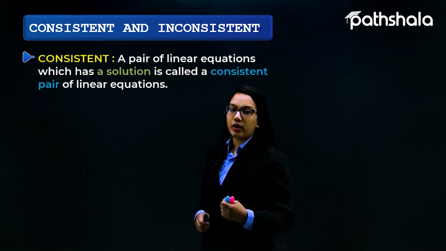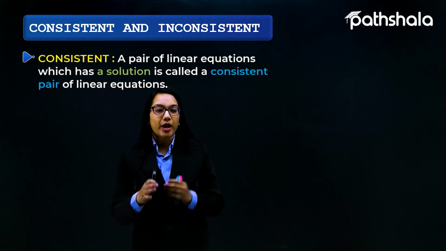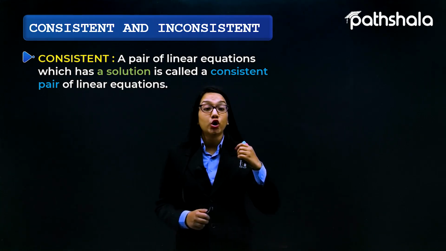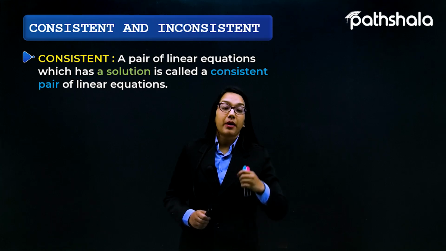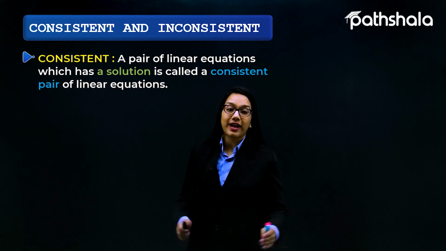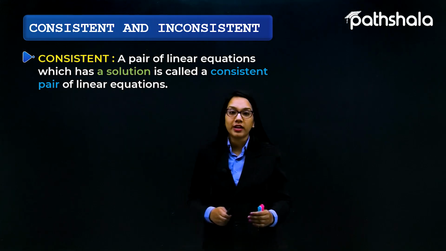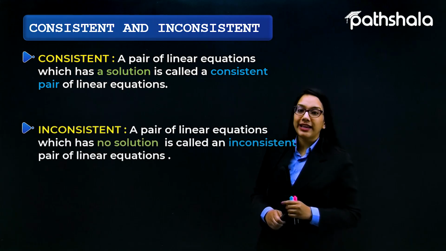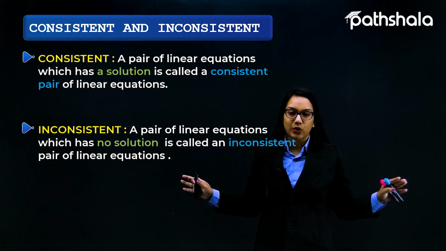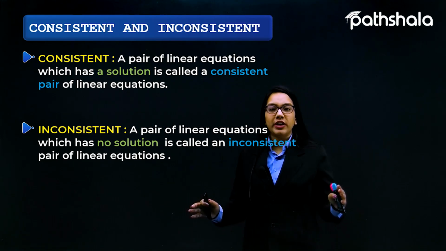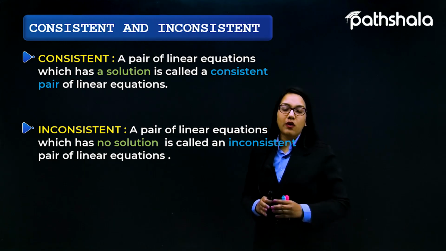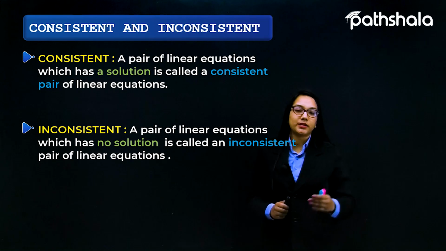If we are talking about the solution for a pair of linear equations, then a pair of linear equations which has a solution is called a consistent pair of linear equations, and inconsistent means they have no solution at all. So a pair of linear equations which has no solution at all is called an inconsistent pair of linear equations.